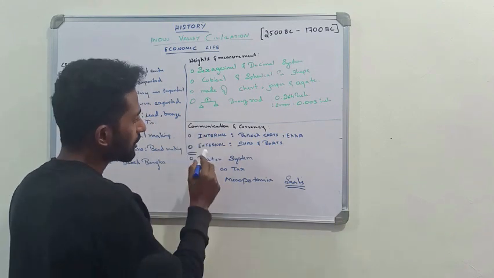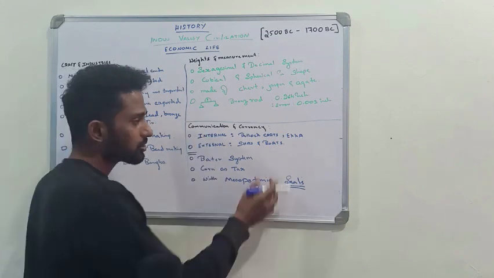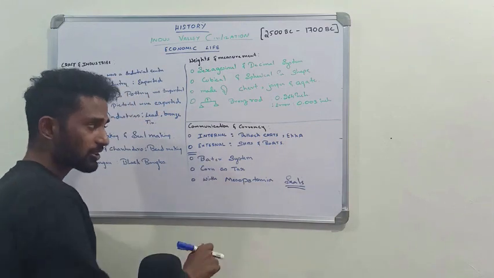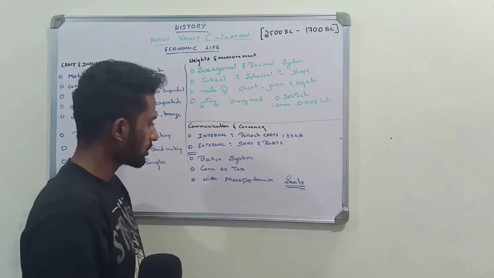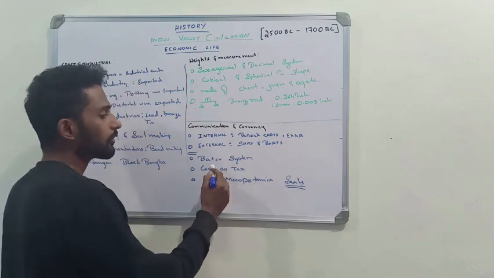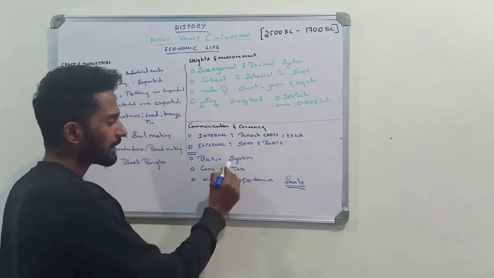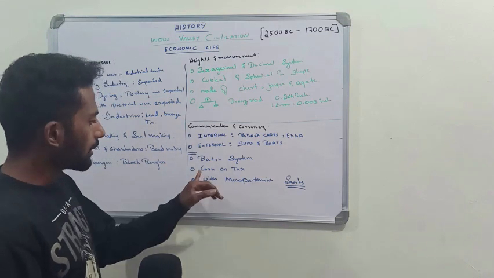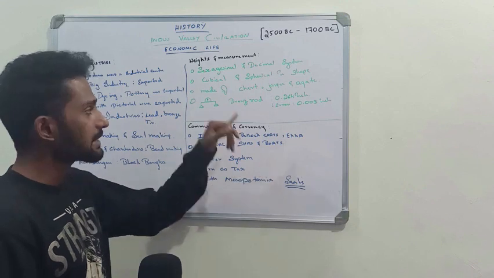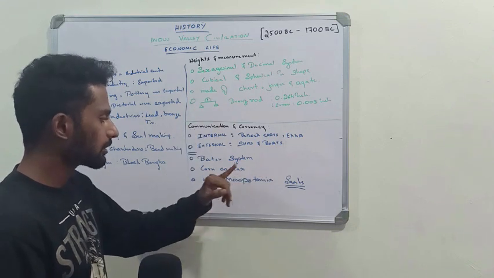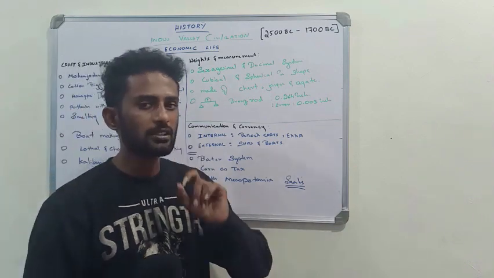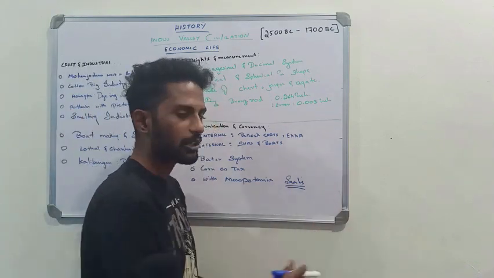Coming towards their communication, for internal purposes they used ox carts for transport, and for external trade they used ships and boats. The main source of exchange of goods was the barter system. They didn't have any currency in those days, and grains were collected as tax. With Mesopotamia, they used to trade with seals bearing the symbols of the swastika and unicorn.